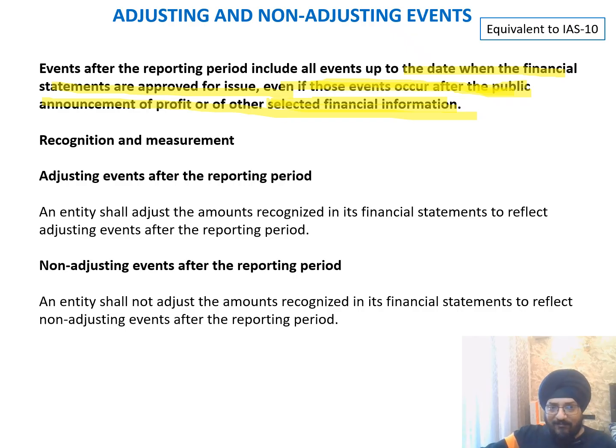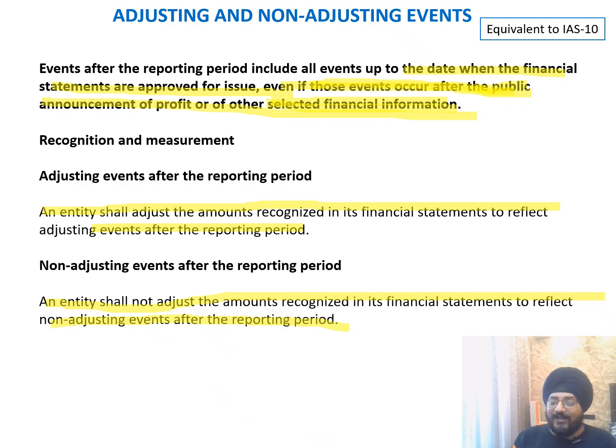So for an adjusting event, what is the process? An entity shall adjust the amounts recognized in its financial statements to reflect the adjusting event after the reporting period. But for a non-adjusting event, an entity shall not adjust the amounts recognized in the financial statements to reflect the non-adjusting event after the reporting period.